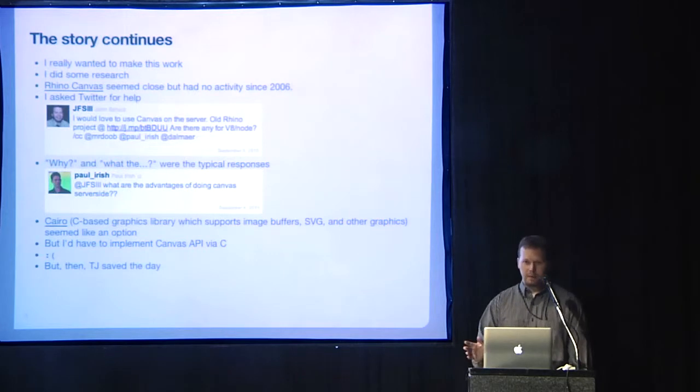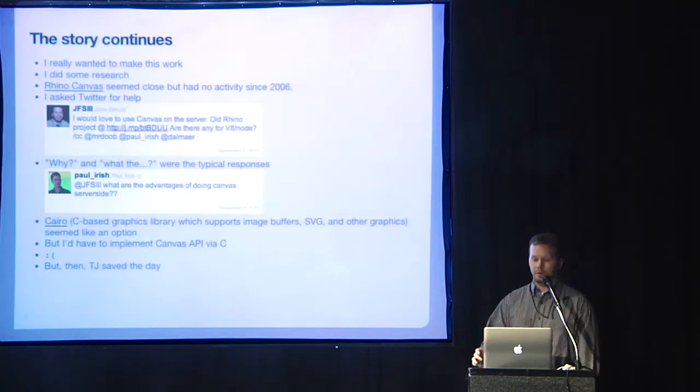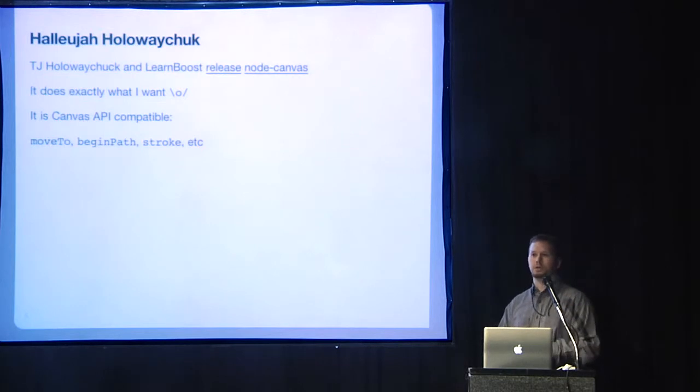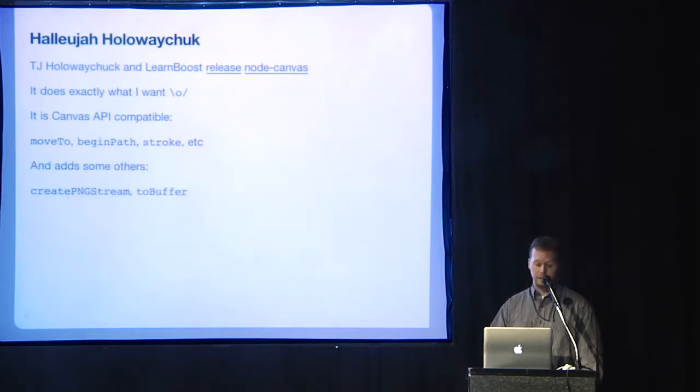The good news is, I'm serious, 3 days after I figured out that I would use Cairo, TJ has some post about how he's almost done with Node Canvas. So thankfully, a couple weeks after that, LearnBoost and TJ released Node Canvas, and it does exactly what I was trying to do. And it's Canvas API compatible. So you get all the stuff you expect. You get moveTo, lineTo, stroke, fillRect, everything you expect out of a Canvas instance. And it gives you a couple other items, which are really important, one of which is really important to me: createPNGStream and toBuffer.